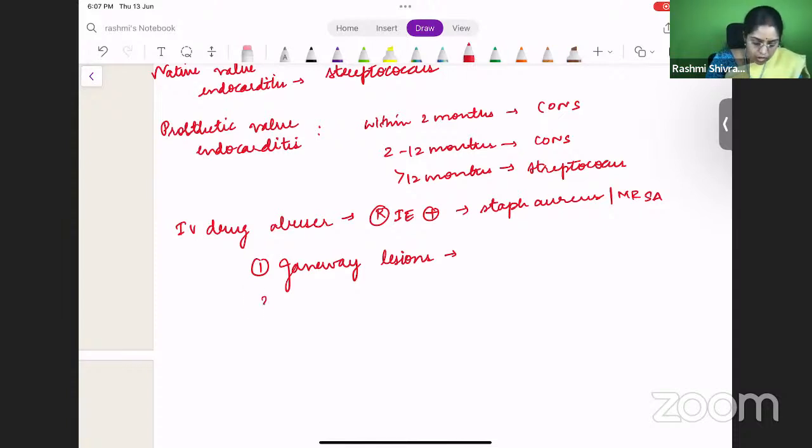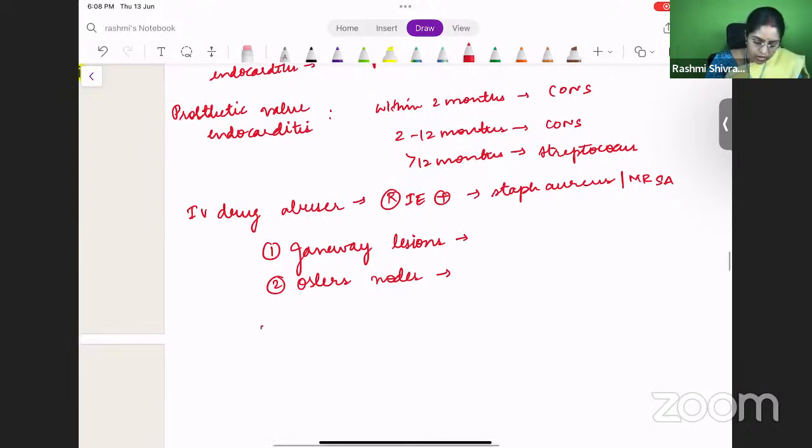Then what are Osler's nodes? There in the fingertips, you have some nodes, like pea-shaped protrusions which develop. These are called Osler's nodes. Janeway lesions are erythematous macules on the palms and the soles of the feet. Osler's nodes are protrusions developing on the fingertips. And what are Roth spots? Basically, these are fundus findings.